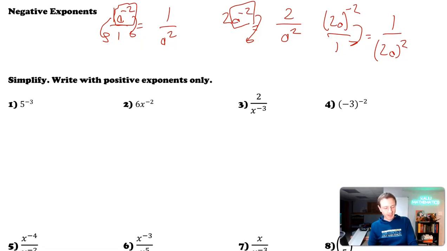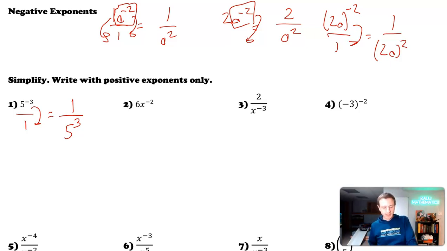Number 1, I have 5 to the negative 3. That is 5 to the negative 3 over 1. So I'm going to rewrite that by bringing the 5 to the third down to the bottom. I have nothing left on top because I brought the 5 down, so I need a placeholder of 1. So it's going to be 1 over 5 to the third. You could rewrite 5 to the third as 5 times 5 times 5, which is 125, but I'm just going to leave it as 5 to the third for now. We'll get to the simplifications a little bit later.